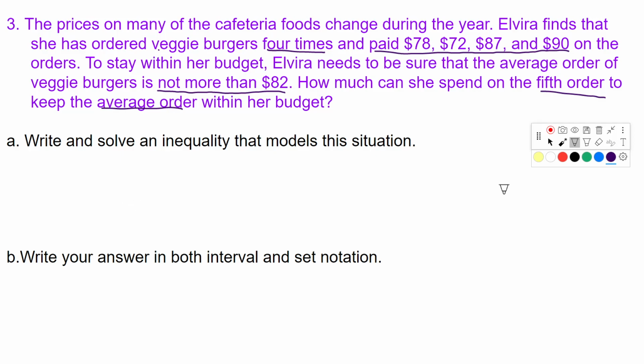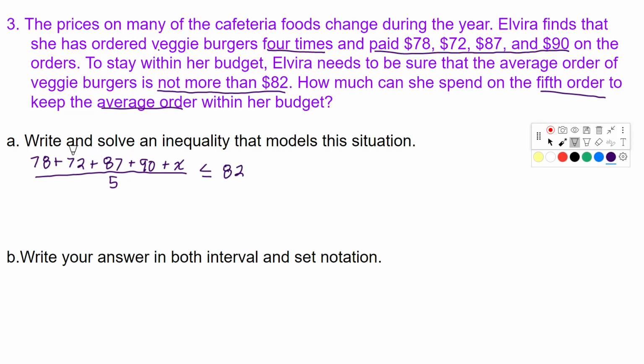So you need to remember that to find an average, you add up the numbers and divide by the number of numbers. So we're going to add 78 to 72 to 87 to 90, but I'm going to add a plus x for that 5th order. We're looking for what can that value be. That sum will get divided by 5, and it cannot be more than $82. So it can be less than or it could be equal to $82.